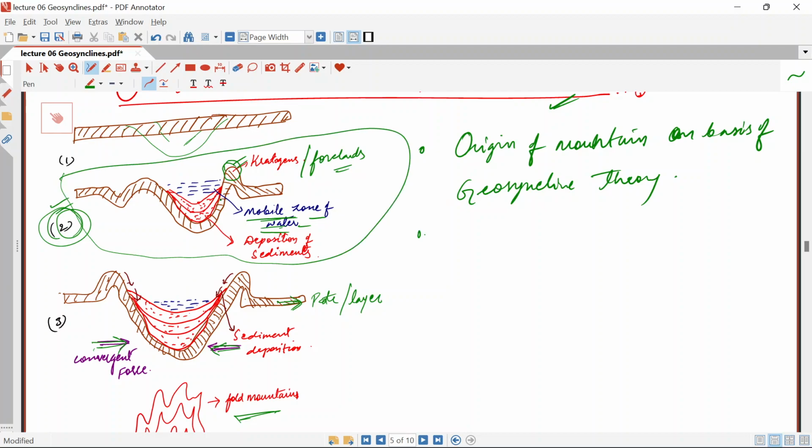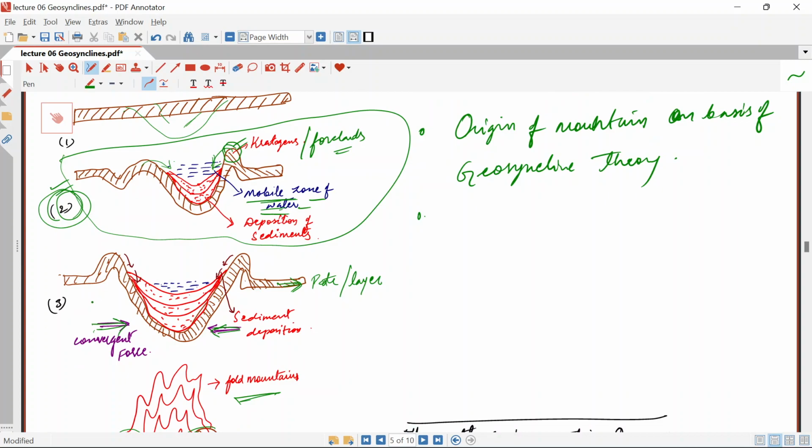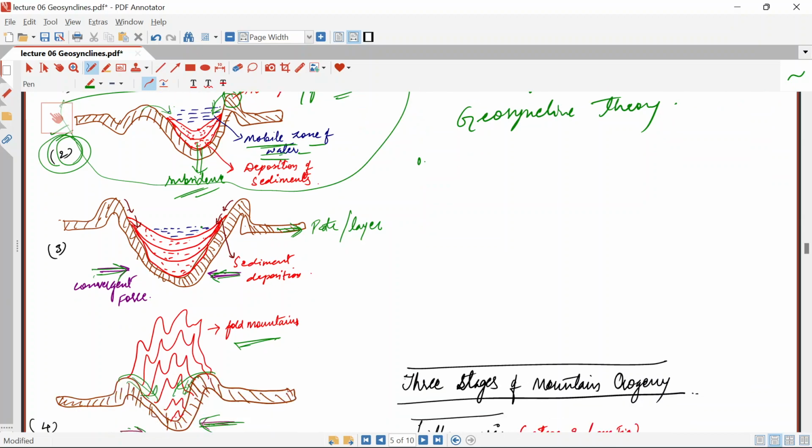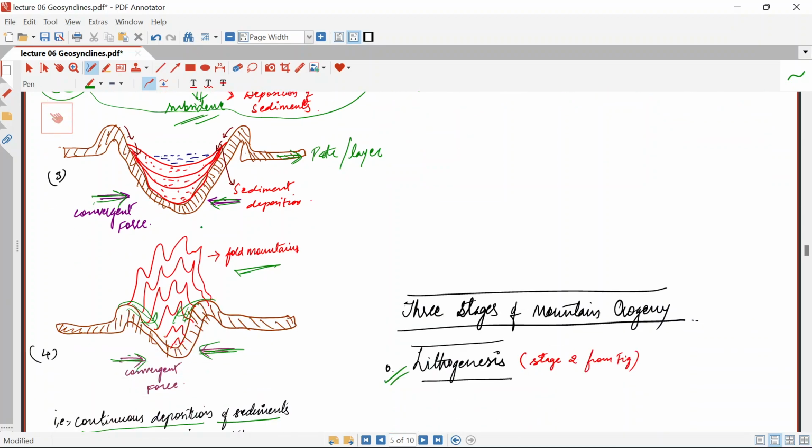Here there is a deposition of sediments from the cratogens or forelands, and there is a mobile zone above the deposition. This is what lithogenesis is, and actually subsidence is taking place here. Then we'll see what orogenesis is.